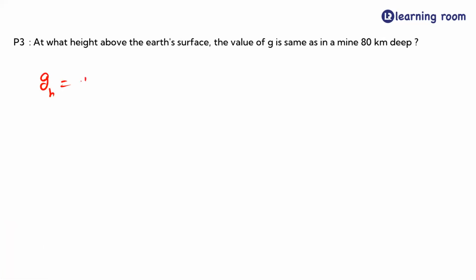So g_h should be equated to g_d. For g_h, what should you write? g into... 80 kilometer is how much? It's actually a small value, though it is for the depth. The value in terms of height will be somewhat proportional to it. So since 80 and any other value will be less than the radius of the Earth, I need to use a formula. 1 minus 2h by R is equal to g into 1 minus d divided by R.